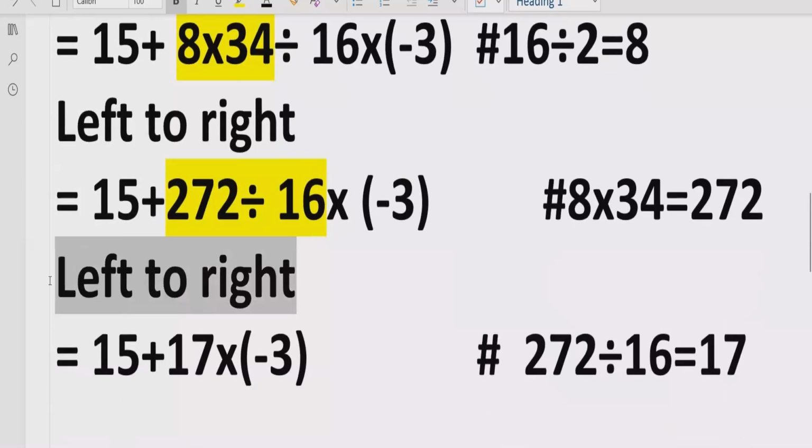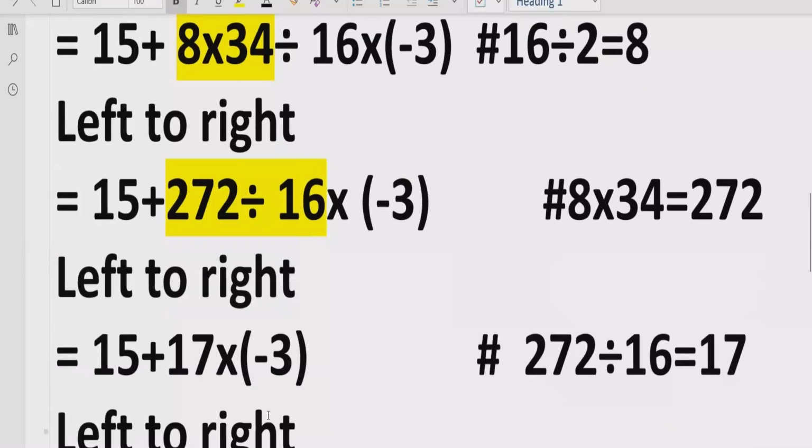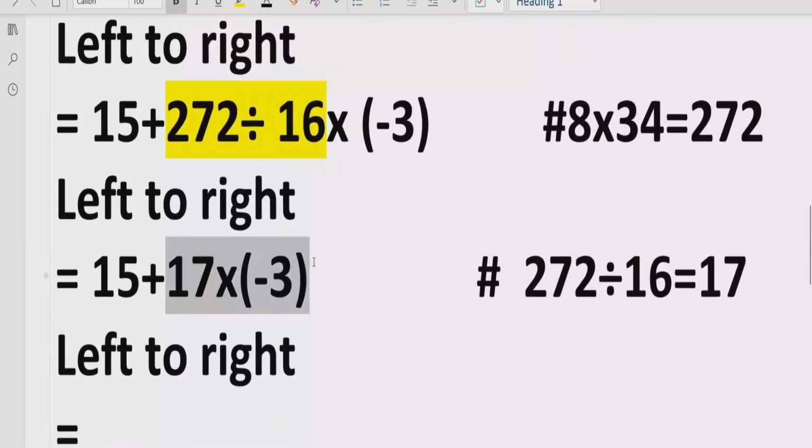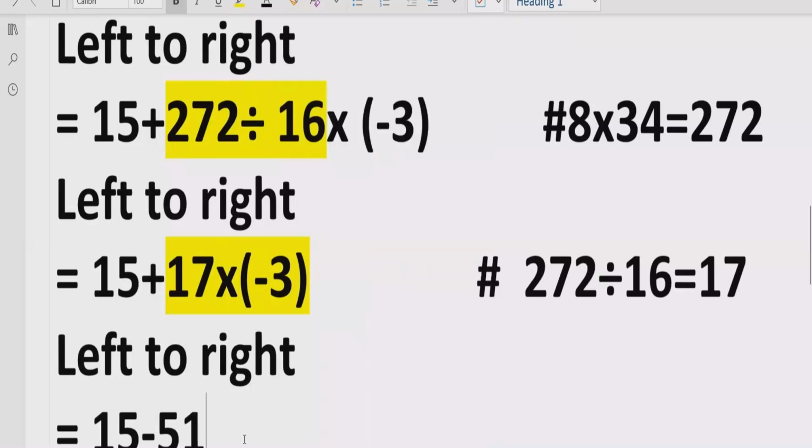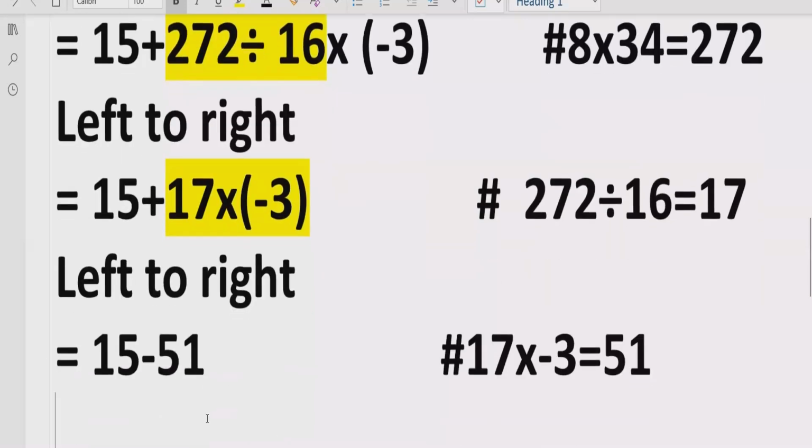Now we have to go left to right again because we have the multiplication, this one, 17 multiplied by -3. So we will multiply both of them. 15 and the minus sign we will write as it is, and multiply 17 by 3. We will get the answer 51 here. Now we have two terms which are subtracting each other. So we will subtract both of them and get the answer minus 36.